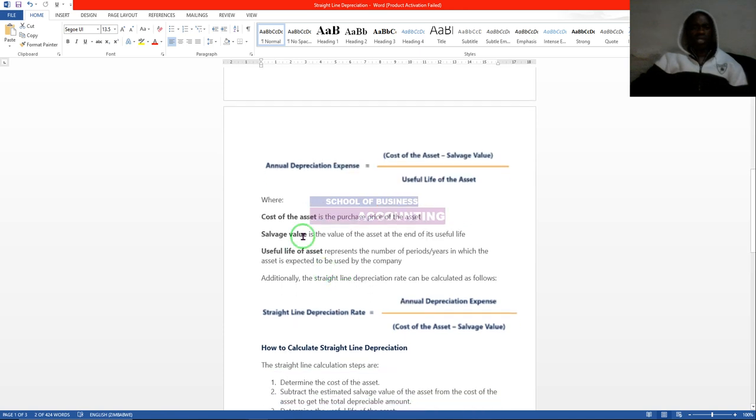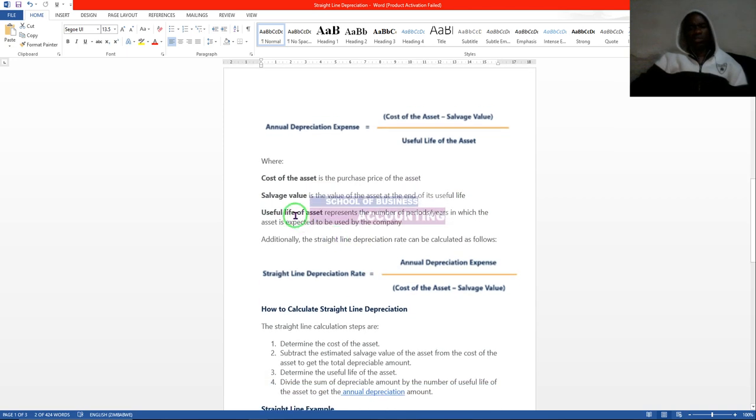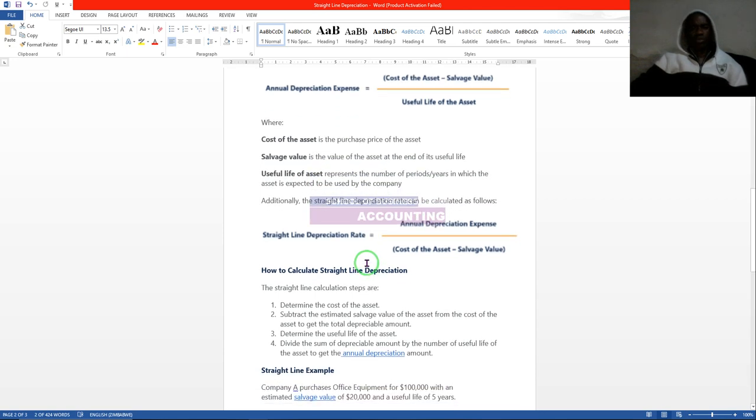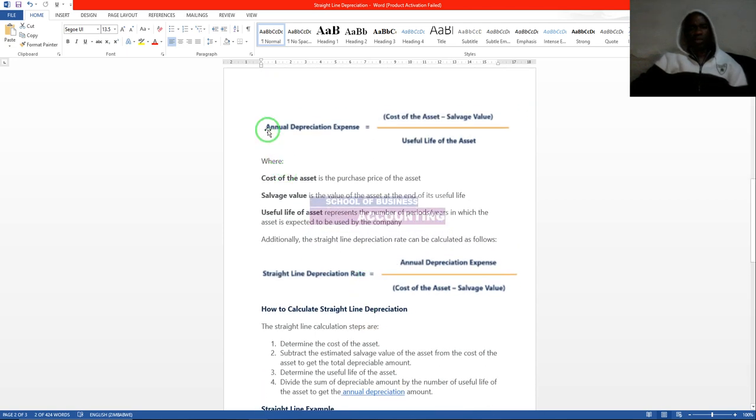We're going to be explaining the terms, where the cost of the asset is the purchase price of the asset. Then the salvage value is the value of the asset at the end of its useful life. Then the useful life of the asset represents the number of periods or years in which the asset is expected to be used by the company. So basically this formula would give you the annual depreciation expense.